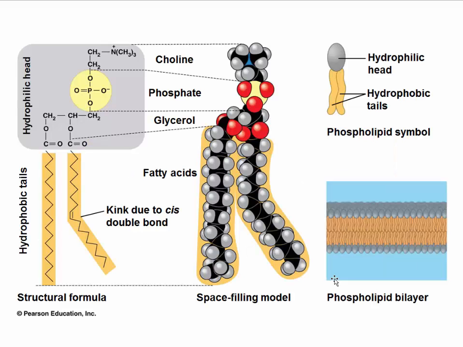Here is a close-up of that exact cute little phospholipid symbol. So if you look at what the nice gray head was, which looks like a perfect oval in the diagram, it actually is composed of choline, and then there's a phosphate group, and then there's a glycerol group. So it's actually three things, but we call it the hydrophilic head. And then the two fatty acids that join up with the glycerol, one of them has a kink in it because it has a cis double bond, as you can see.